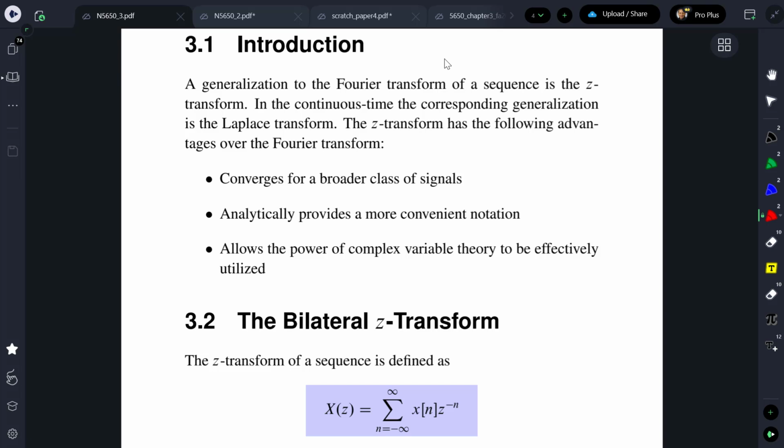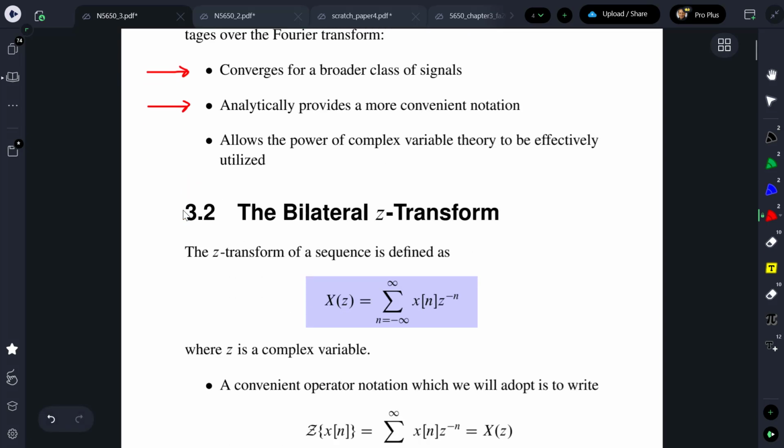So why the Z transform? The big sales pitch is it converges to a broader class of signals than the Fourier transform does. It provides more convenient notation. The Z transform is much cleaner than the Fourier transform. e to the j omega is going to be swapped out and replaced with Z. It's still a complex variable, which we could say is on the unit circle, e to the j omega, but by just keeping it in the notation as Z, it seems so beautiful, right? Just like the Laplace transform, where S covers for j omega along the j omega axis.